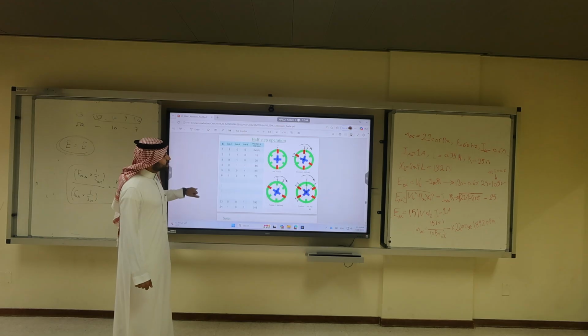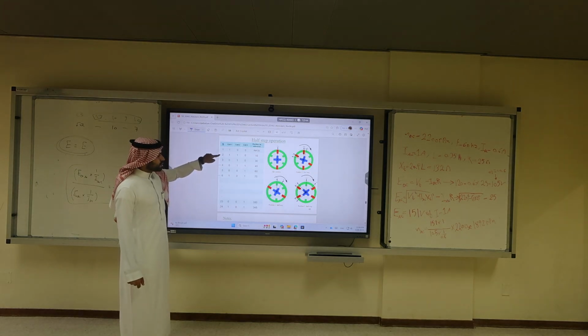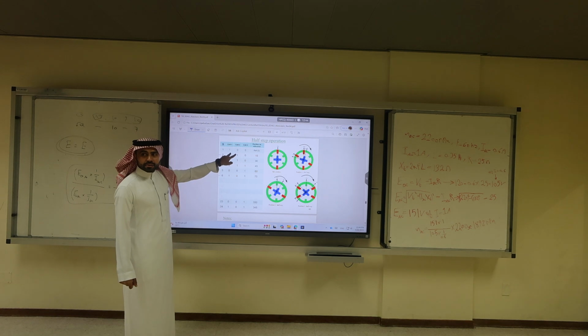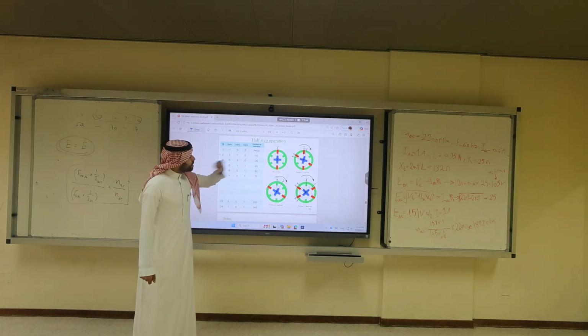If you want to do the half step operation, at even steps 2, 4, 6, you have 2 coils that are on. Then you get the 15 degrees.